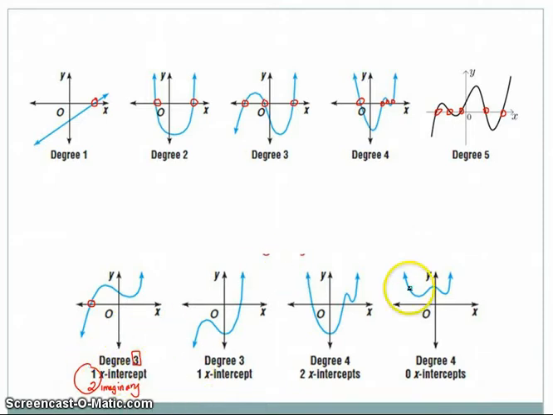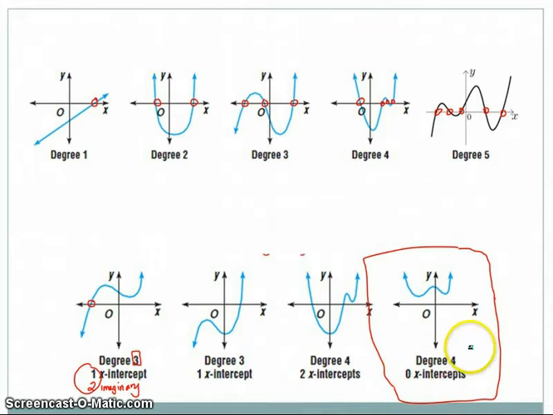Let's look over here at this last one. Here's a degree 4 polynomial that doesn't pass through the x-axis at all. And that means that because it's degree 4, all 4 of my solutions, or all 4 of my roots, are going to be imaginary. Remember, the degree of the polynomial dictates the number of solutions.